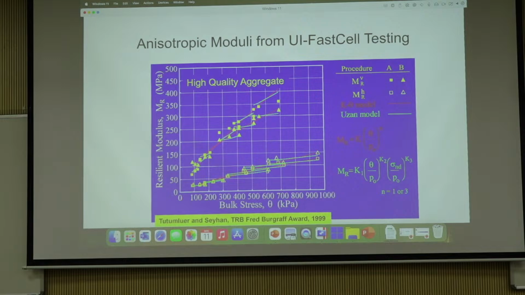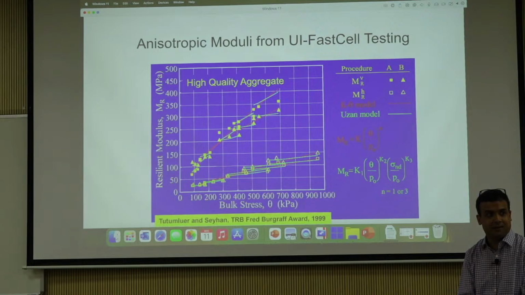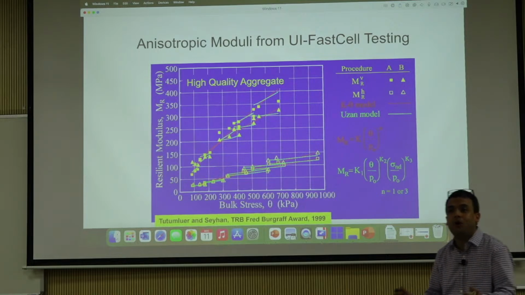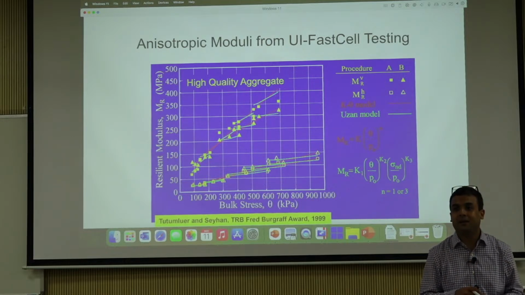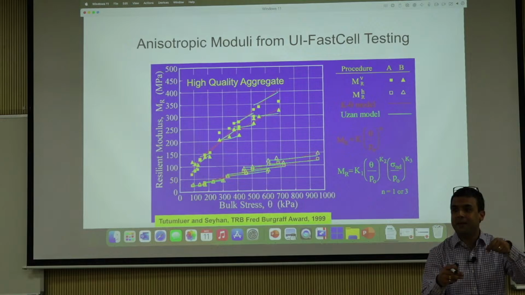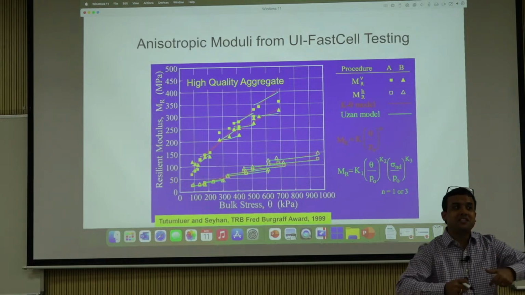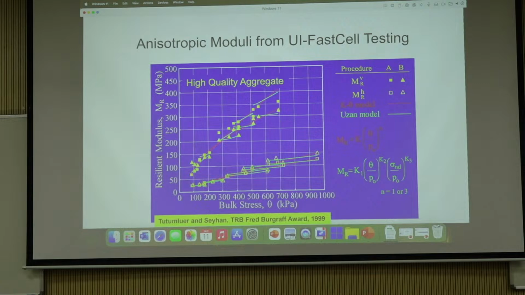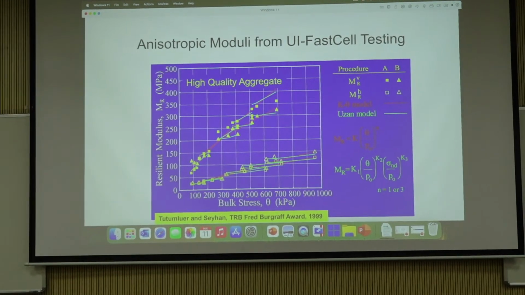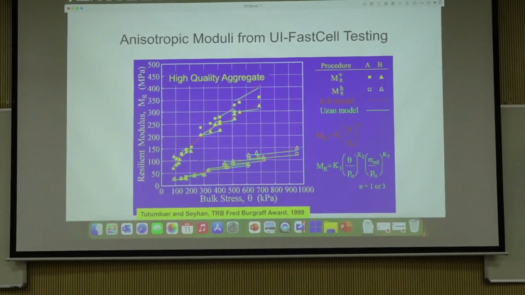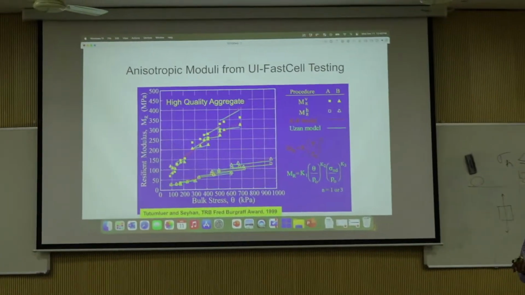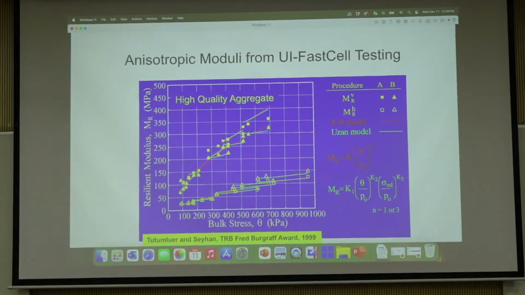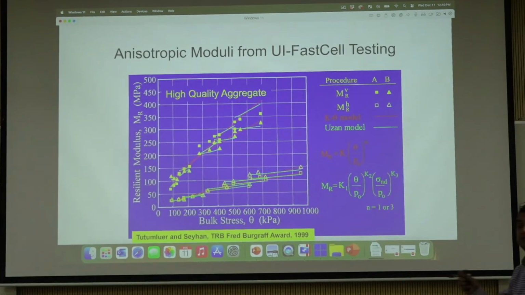So the horizontal is significantly lower than the vertical, right? What are you doing when you are modeling in layered elastic or traditional FEM and whatever that? You assign the same, right? So you are significantly over predicting, overestimating the horizontal modulus. So you are significantly under predicting the responses. When you consider anisotropy, your response will be a lot higher.